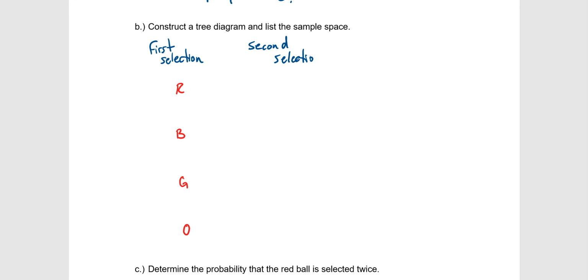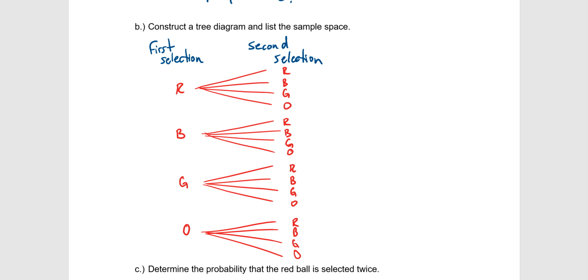So we have our second selection, and that means we're actually going to have 4 options once again. So for each one of these, we're going to have the same 4 options. We're going to have red, blue, green, orange, for each. And then we're going to connect these all with lines. And then we're going to go ahead and list off our sample space.